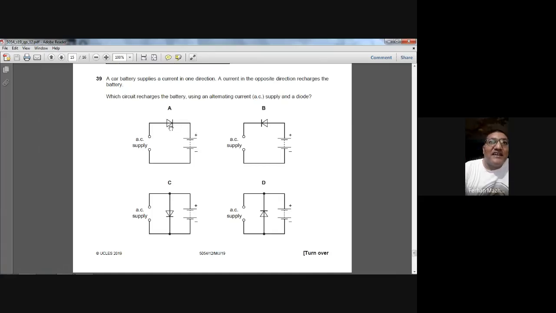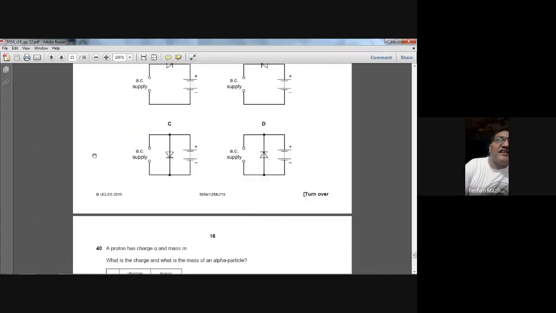Here you have connected a diode. This diode will only let the current flow in this direction. It will recharge the battery, but when the current flows in this direction, the diode will be backward biased, and so it will not let the current flow. So only in this direction the current can flow, and it will be recharging the battery. So A is the answer. For question number 39, A is the answer. A little bit difficult thing.